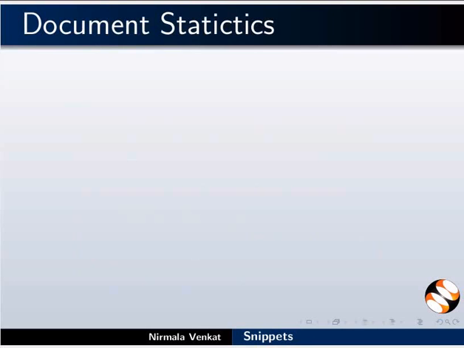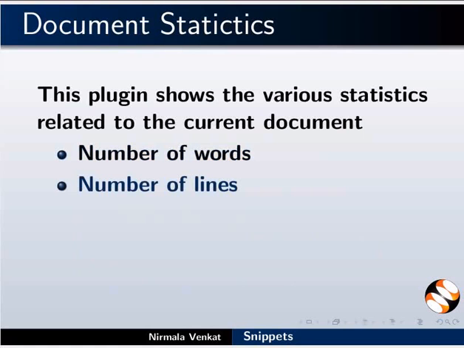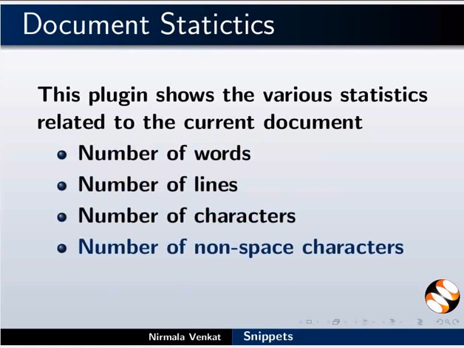Next, we will learn about the document statistic feature. Document statistic plugin shows the various statistics related to the current document. It shows information such as number of words, number of lines, number of characters, number of non-spaced characters, size of the file in bytes. Let us switch back to the gedit text editor.